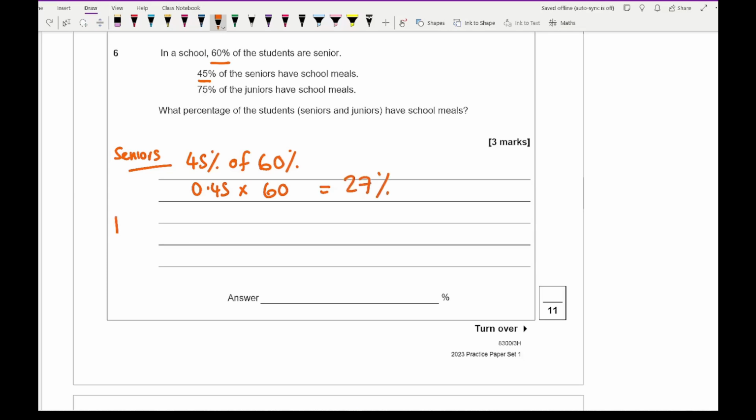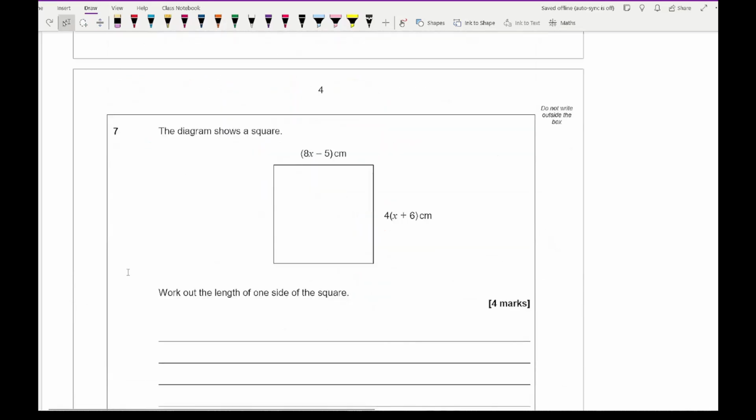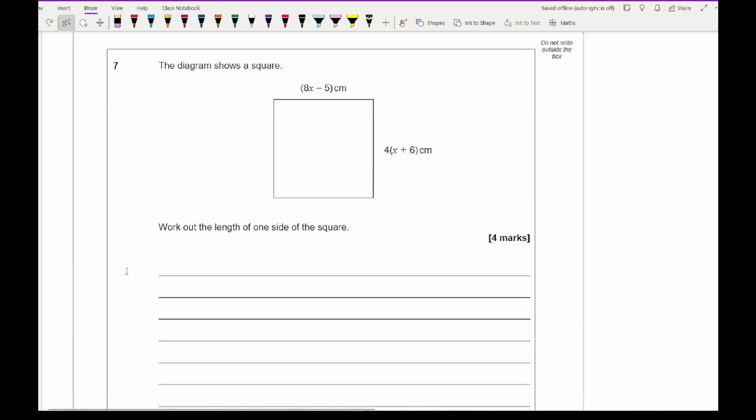Then if we look at the juniors, we're looking for 75% of 40%. So that's 0.75 times 40, which gives me an answer of 30%. And then all I've got to do is simply add those two percentages up, and I get an answer of 57%.